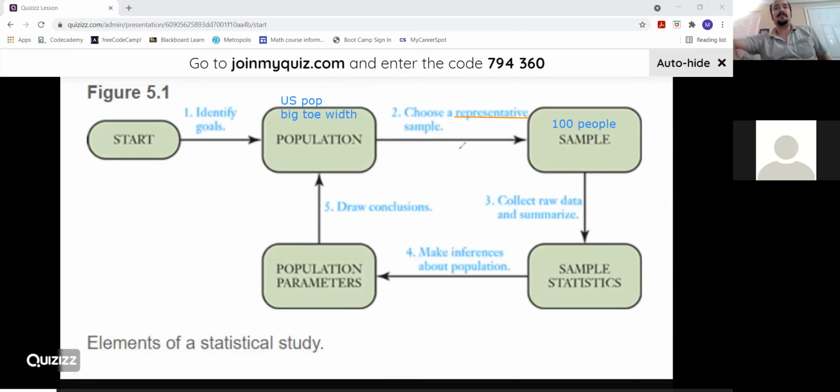We take these 100 people's big toe measurements and we try to say something about the measurement of the 300 million people's big toes in the US. And then after we do that, we try to make some sort of conclusion about what this says about the US population and their big toes. How does it compare to other populations and their big toes?